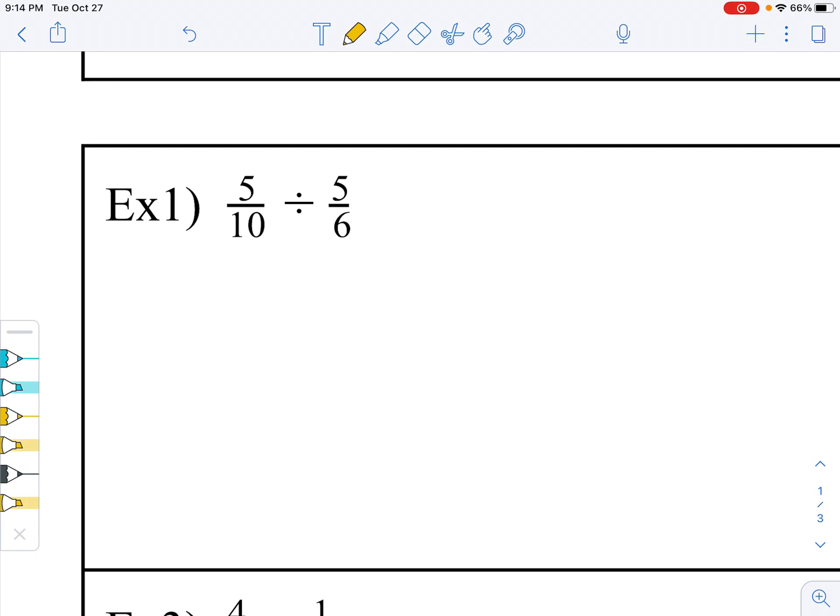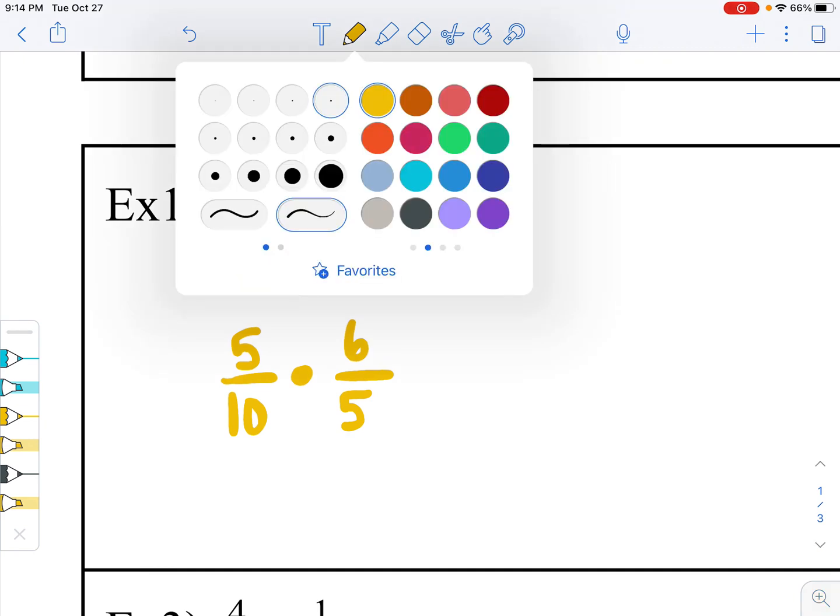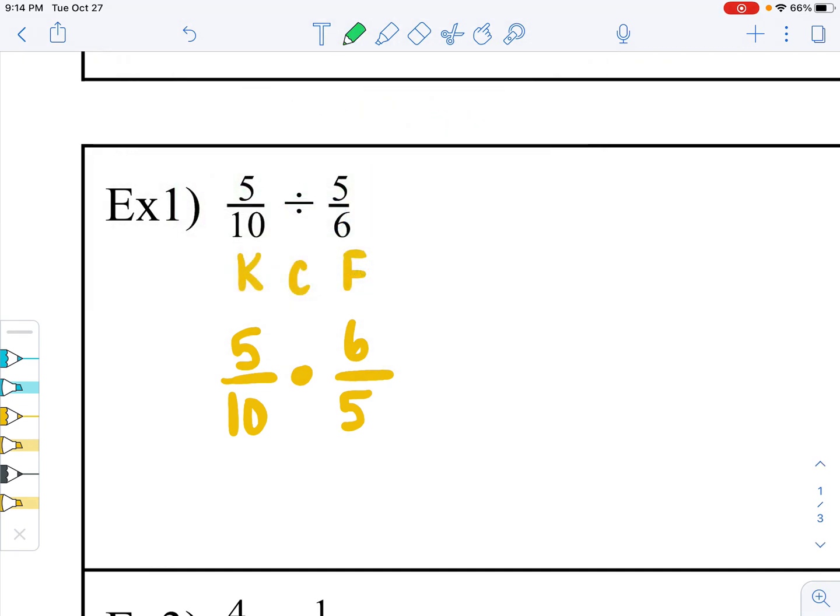So we have a division problem, so we're going to keep, change, flip. We're going to keep 5 over 10, we're going to change division to multiplication, and then we're going to flip 6 over 5. Then we have a multiplication problem. So we are going to simplify diagonally. So what goes into 5 and 5? So 5 goes into 5 once, and 5 goes into 5 once.